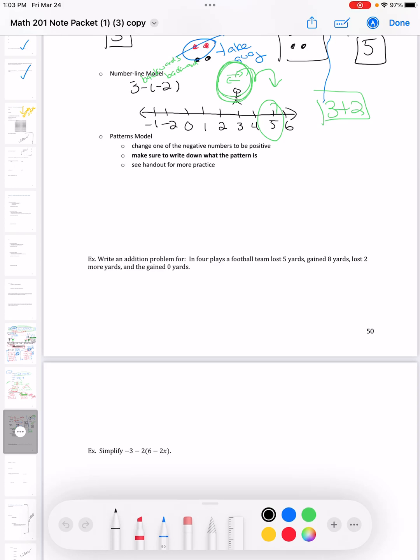Let's go back to that patterns model and look at a subtraction problem. The patterns model is going to be very similar to what we did with addition, so not like that chip model where it changes quite a bit. So look at that problem, 3 minus negative 2. We're going to change a negative number to be a positive number. So in this case, I'm going to change the negative 2. So that would become 3 minus 2. So I change that negative 2 just to become positive 2.